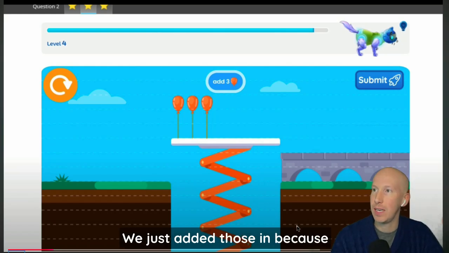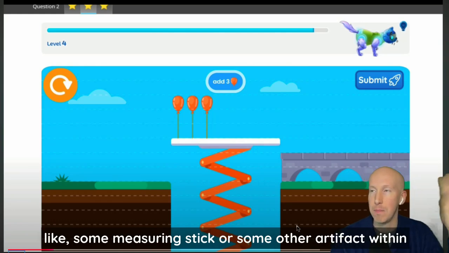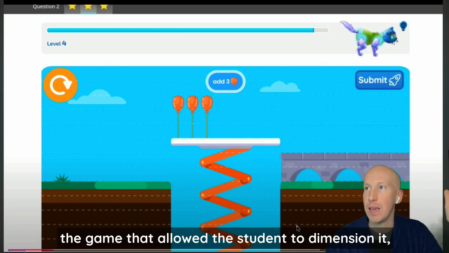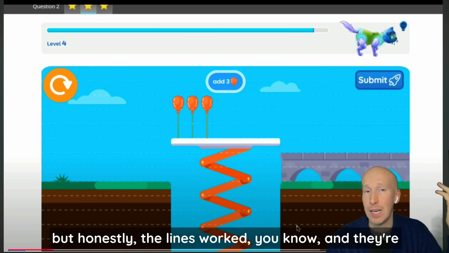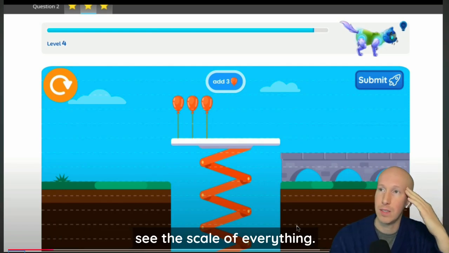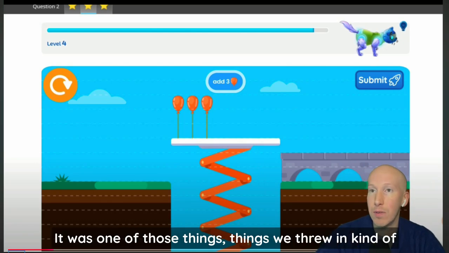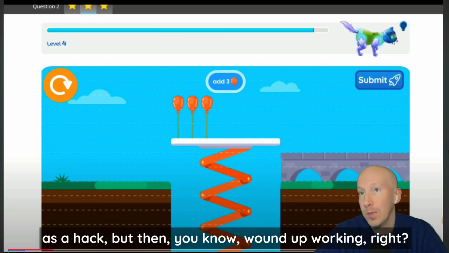we just added those in because we needed a reference point. I always thought that I was going to have some measuring stick or some other artifact within the game that allowed the student to dimension it. But honestly, the lines worked, and they're not that obtrusive, and it helps you see the scale of everything. And so they just kind of stuck. It was one of those things we threw in as a hack, but then it wound up working.